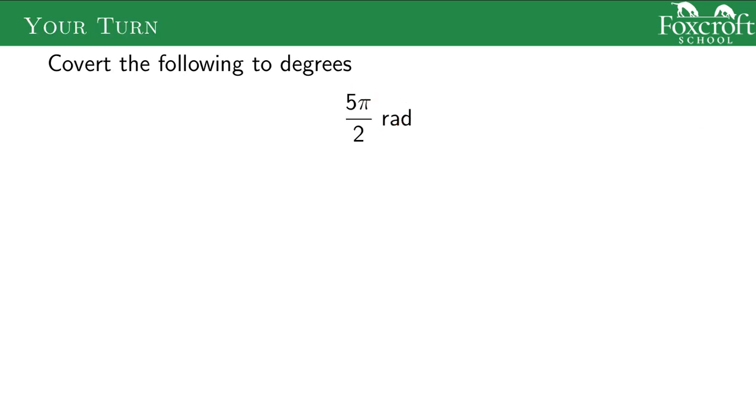And here's one for you to try on your own. Convert 5 pi over 2 radians into degrees. And you should get 450 degrees. Again, just making sure that you put the pi radians on the bottom so the radians unit cancels, and then simplifying down. One thing you might wonder is, is 450 degrees possible?